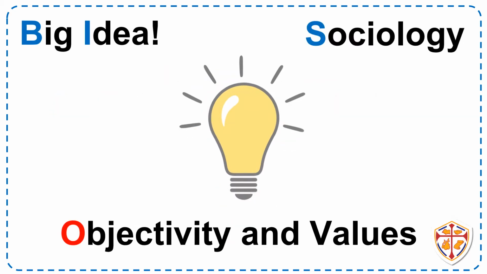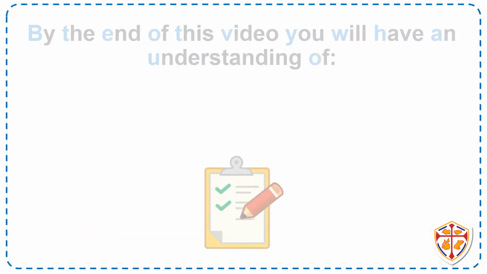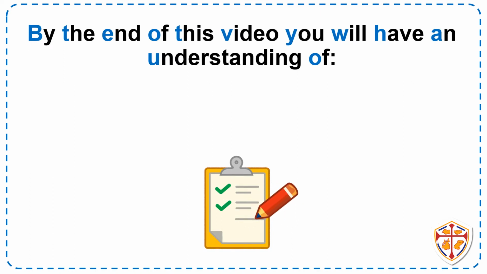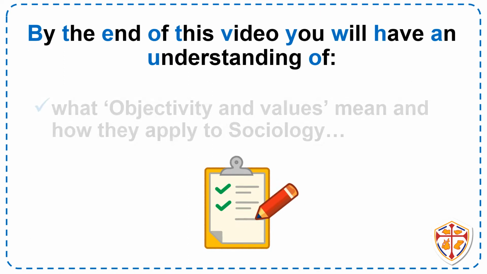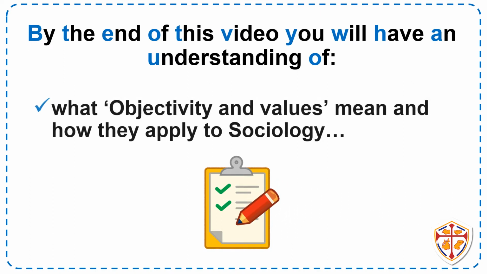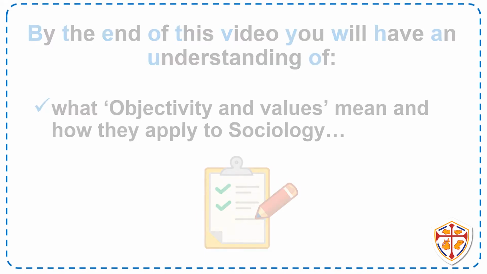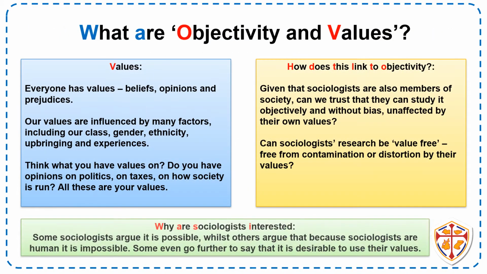The big idea we will be looking at in sociology today is objectivity and values in sociological research. So, by the end of this video, you will have an understanding of what objectivity and values mean and how they apply to sociology. So, what are objectivity and values in sociology?